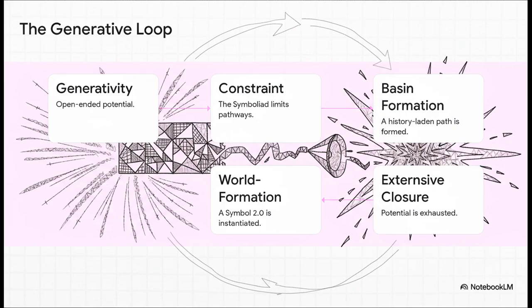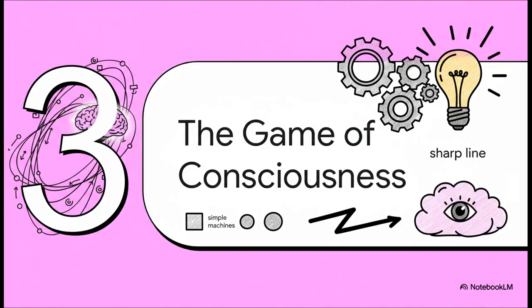This slide here just lays it all out perfectly. It's this continuous cycle called the generative loop. You see, you start with generativity, just pure open-ended potential. Then the constraints from the symbolic kick in and start to limit the possible paths. This carves out a specific pathway, and eventually that potential just runs out of steam in extrinsic closure. That triggers the collapse, and boom, a new symbol 2.0, a new piece of reality is born. And the framework says this loop is happening everywhere, all the time, at every single scale. So, how does this new rulebook tackle consciousness?